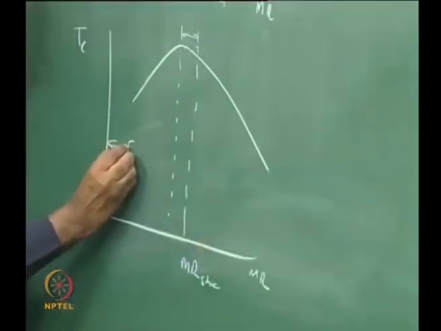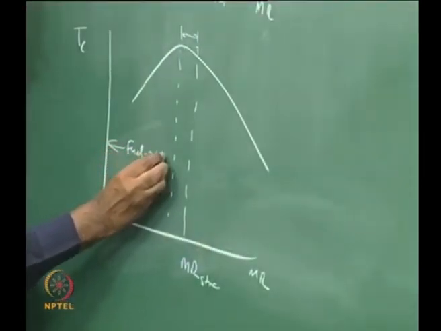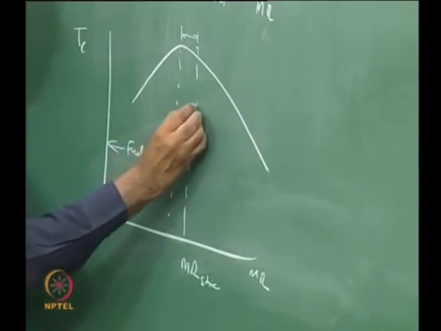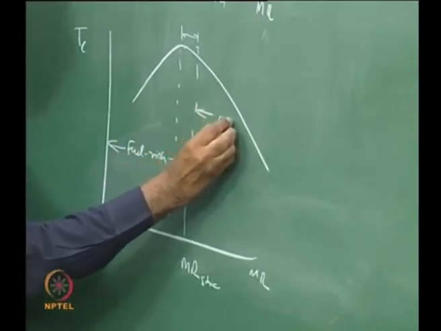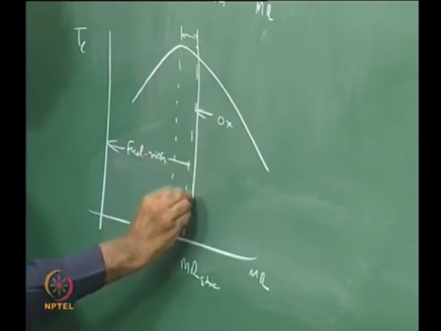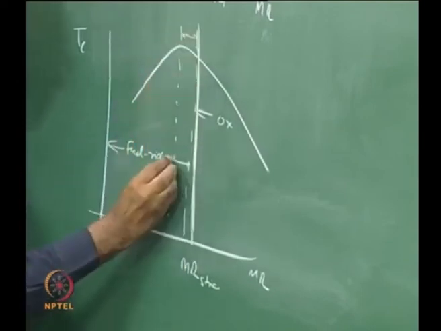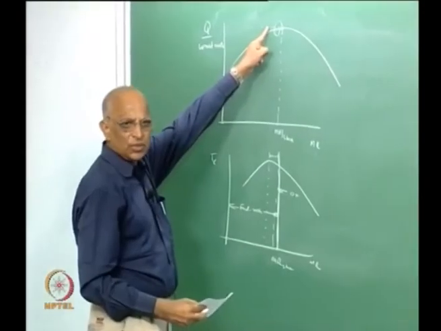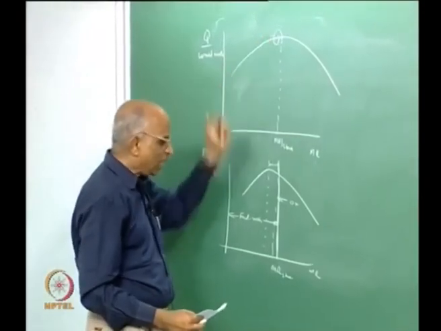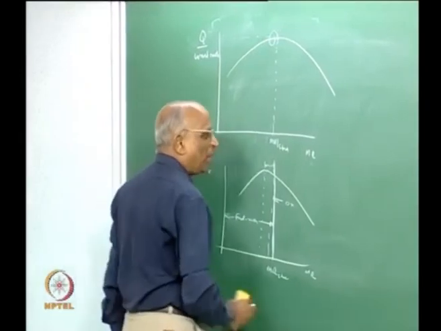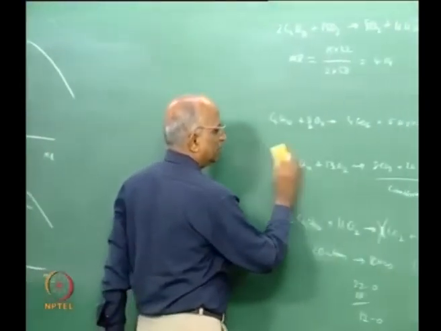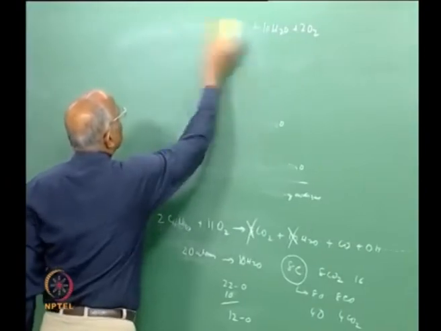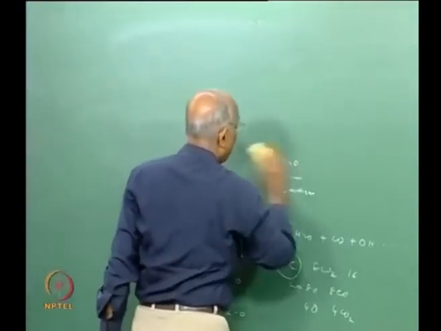This is your fuel rich side, and this was your oxidizer rich side, right? Is it all right? I think let us remember this. Slightly to the left, that means the peak temperature occurs over here. Let us put the last point across. What is going to happen to the molecular mass of the reactants, or the molecular mass of the products?